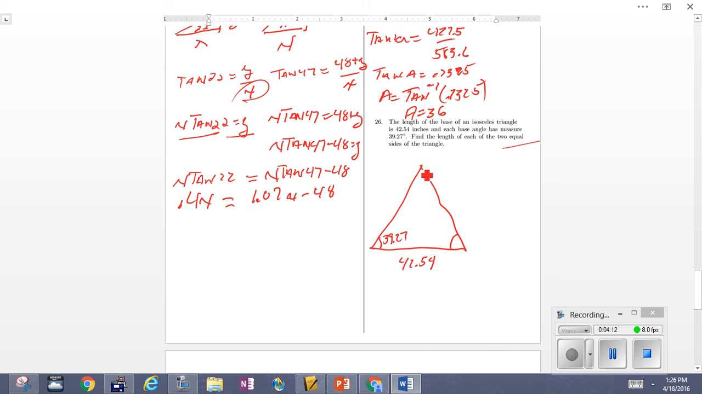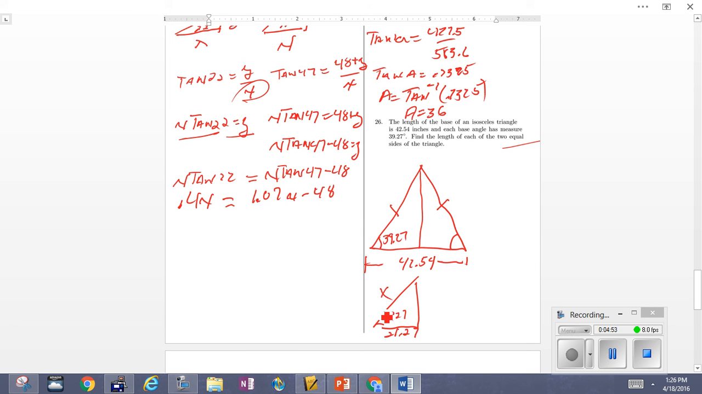So here we go. We're going to split that in half. We want to find the lengths of these sides. Well, 42.5 is this entire base. We're going to cut that in half, so we're looking at 21.27. The angle hasn't changed. That's 39.27. And we're after this x, which is the hypotenuse.